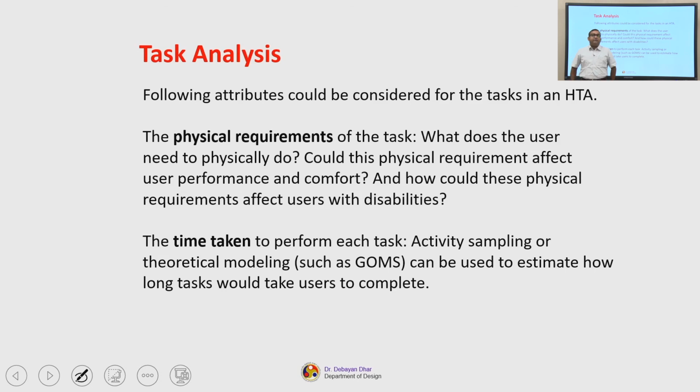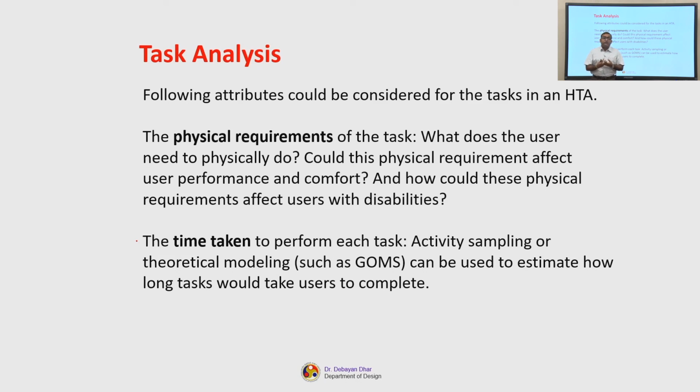The physical requirements of the tasks, that means what does the user need to physically do? Could this physical requirement affect user performance and comfort? And how could these physical requirements affect users with disabilities? The time taken to perform each task, these are important attributes that you must record. Activity sampling or theoretical modeling such as GOMS, which we will discuss in cognitive modeling, can be used to estimate how long tasks would take users to complete.